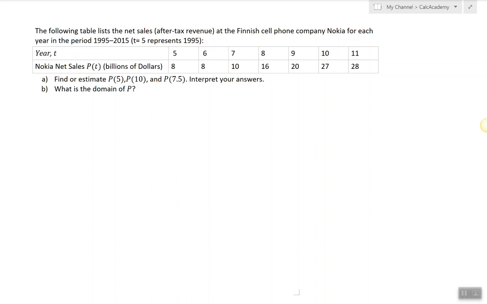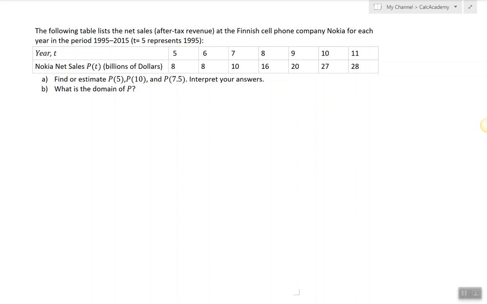In this video, I will show how to use and interpret the function notation when working with an application of a function given in tabular form. So, first of all, we have to understand what are the inputs and what are the outputs. In this case, t is time and p is the sales, net sales, in billions of dollars.